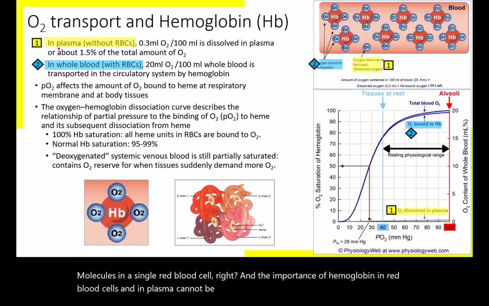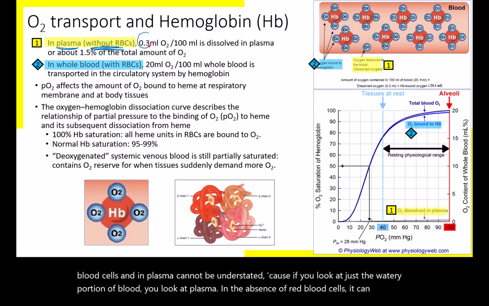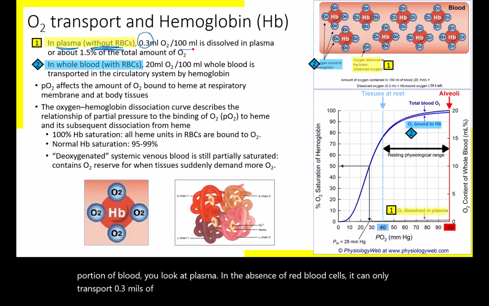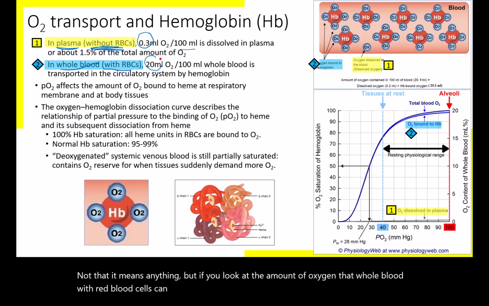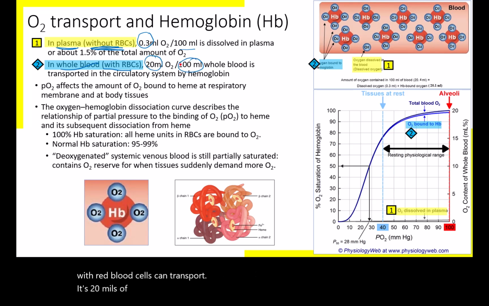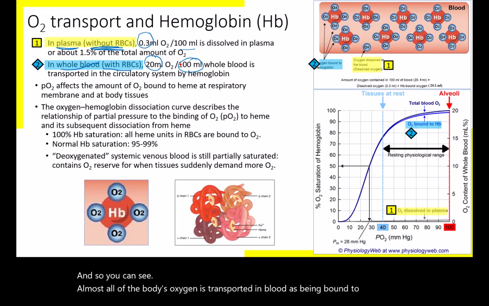Because if you look at just the watery portion of blood, plasma, in the absence of red blood cells, it can only transport 0.3 mils of oxygen per 100 mils of plasma. If you look at the amount of oxygen that whole blood with red blood cells can transport, it's 20 mils of oxygen per 100 mils of whole blood. And so you can see that almost all of the body's oxygen is transported in blood bound to the hemoglobin of red blood cells.